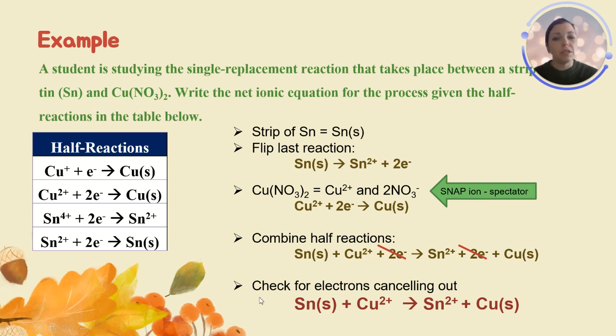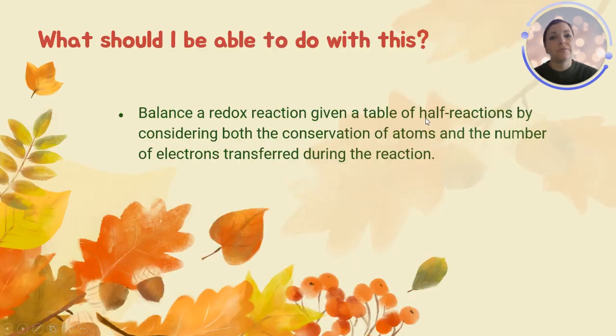When you see net ionics like this and you're thinking, well, it's balanced just 1 to 1 to 1 to 1, but sometimes you see that there's coefficients there. Those coefficients are there to account for the electrons that are being transferred. So that is it. What should you be able to do with this? You should be able to balance a redox reaction given a table of half reactions by considering both the conservation of atoms and the number of electrons that are transferred during the reaction. And that is it for Unit 4. I'll see you soon for Unit 5, which is kinetics.